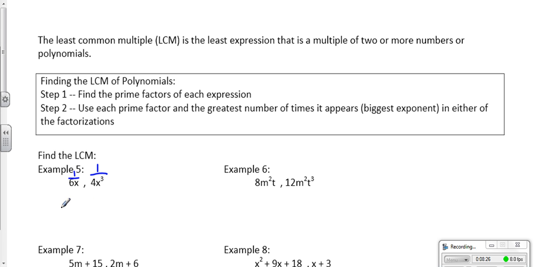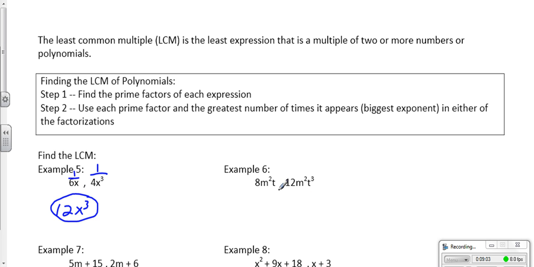I think the 6 and the 4 would be pretty straightforward. That would be 12, because that's the first number that both 6 and 4 can go into. It's the least common multiple. But what about the x's? We have an x and x cubed. Well, I can make the x become x cubed if I multiplied it by x squared, so I can change that. So when it comes to the numbers, it's 12. The variables are actually a little bit easier. You just take the one with the largest exponent.